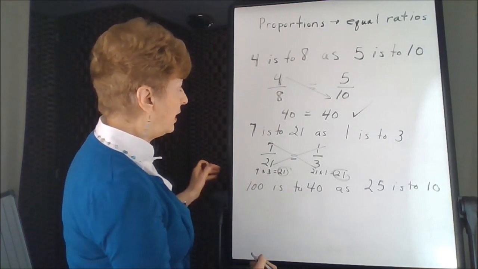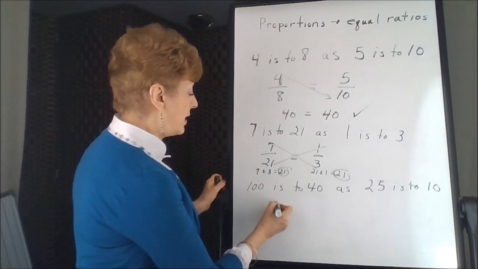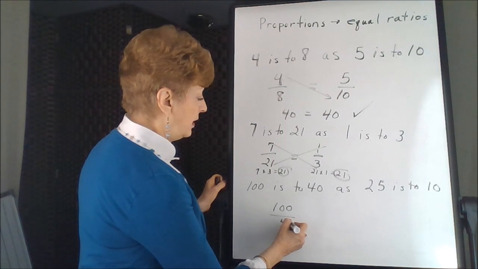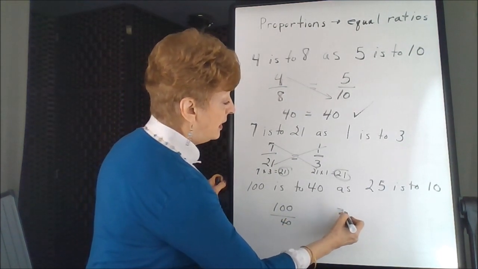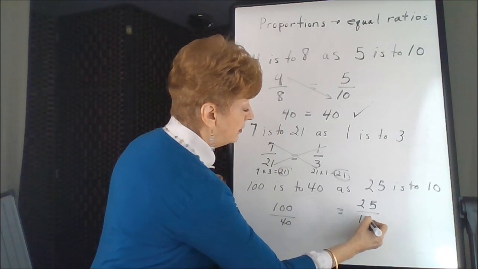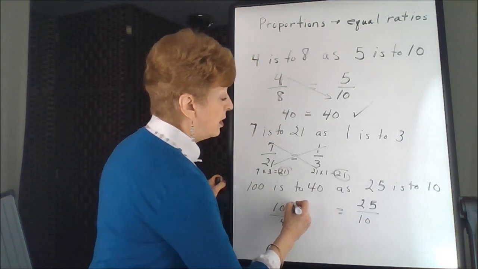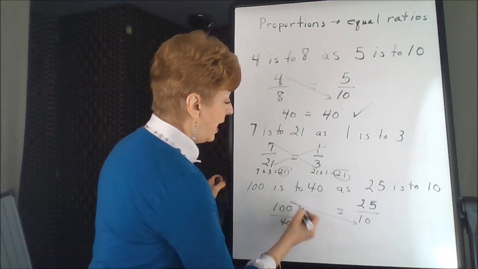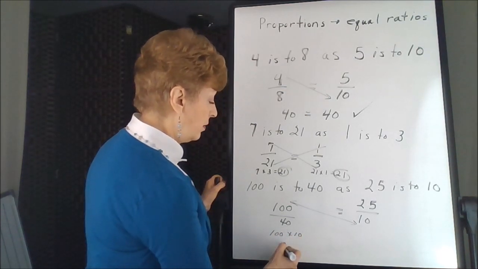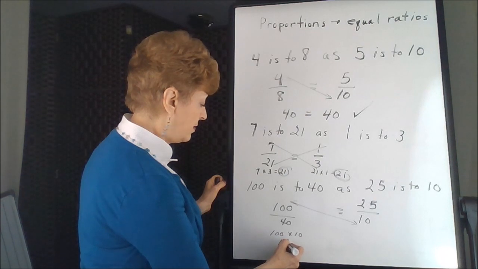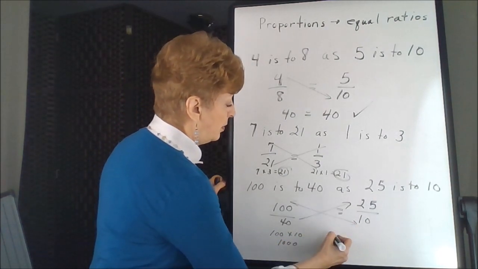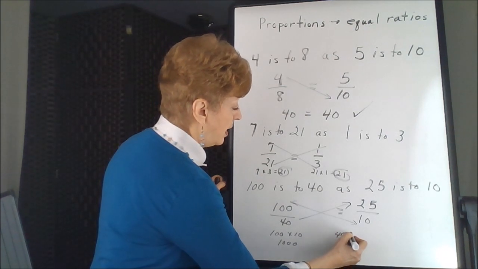100 is to 40. We want to express this as a ratio. Is it in fact equal to 25 is to 10? If we multiply on the diagonals, we would have 100 times 10, which would give us 1,000. On the other diagonal, we would have 40 times 25.